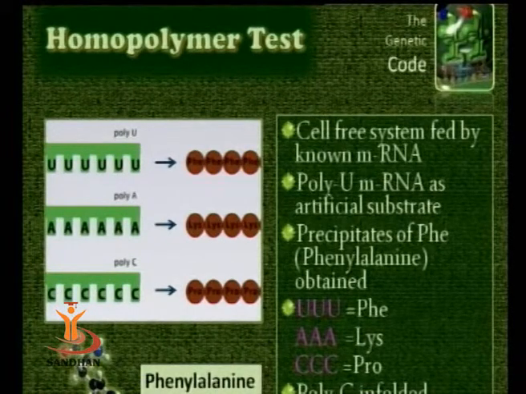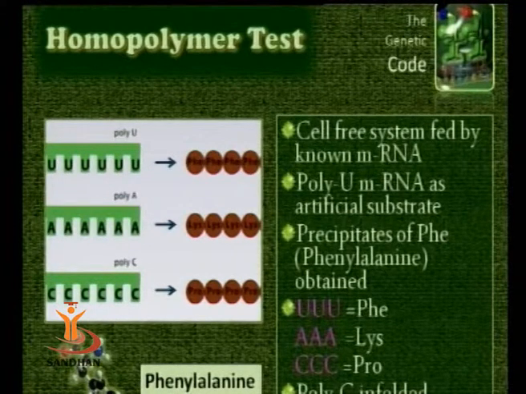So the resultant product was a protein which contains only one amino acid, and that was phenylalanine. So the language was simple: that U type of sequence leads to the amino acid phenylalanine. In the same way, they were able to describe and understand the meaning of poly A codes and poly C codes also, which were coding respectively for the amino acids lysine and proline.